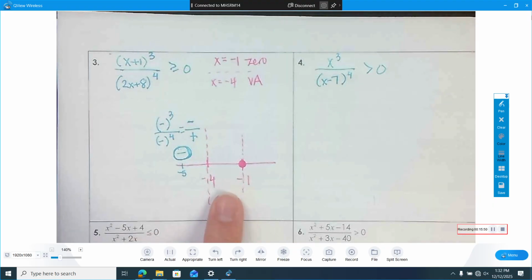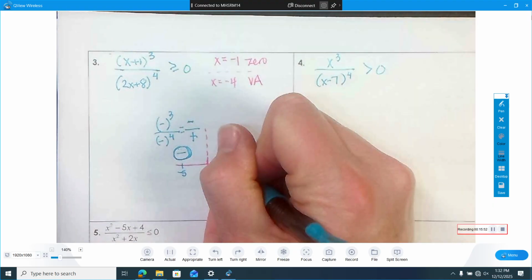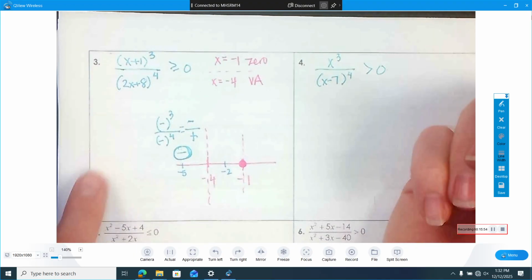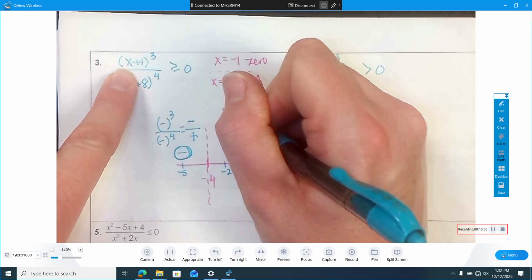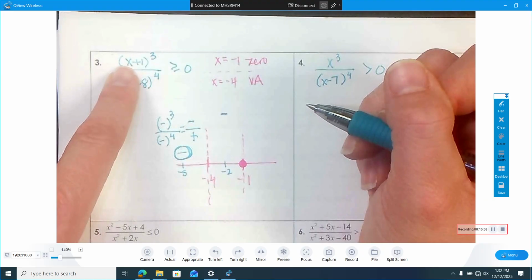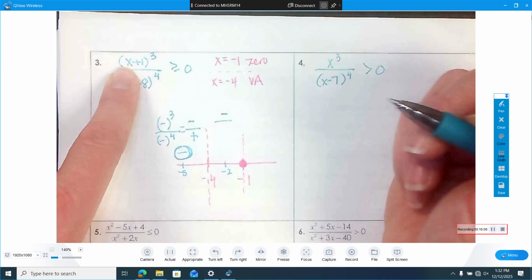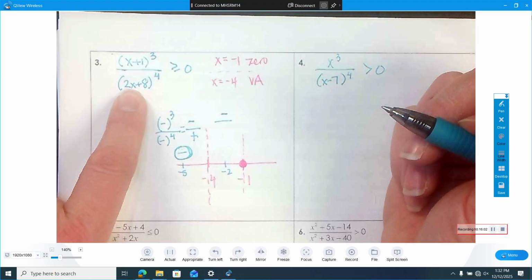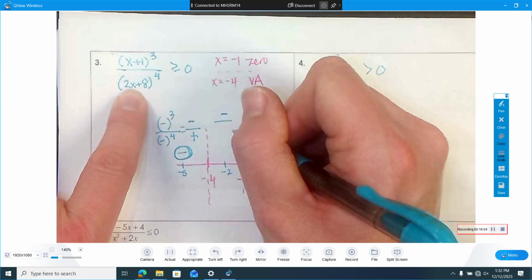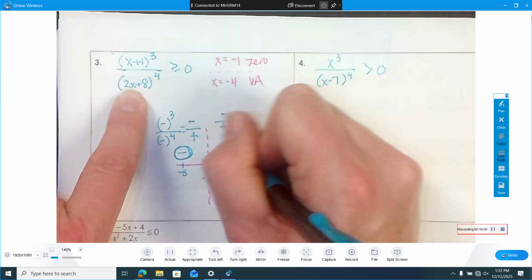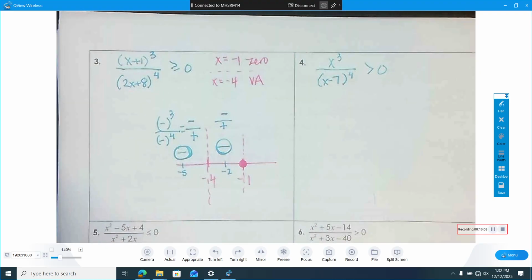What can we use between -4 and -1? -2. All right, so -2. We get a negative cubed, which is still going to be a negative. And -2 would be -4 plus 8. That'd be positive. So we get, again, another negative. So these ones you do have to be a little careful because they don't switch every time.